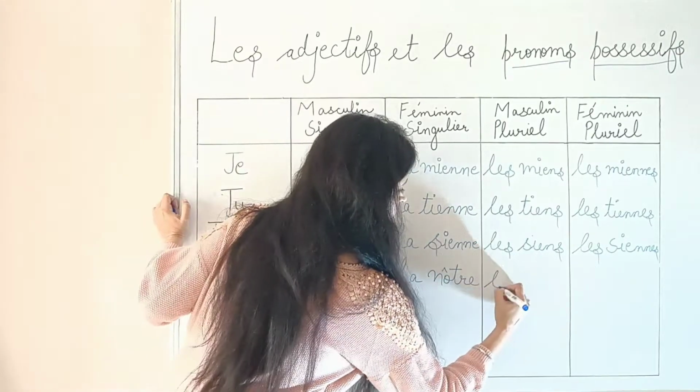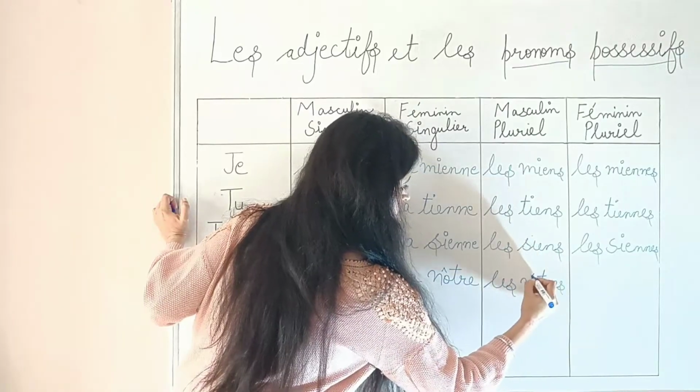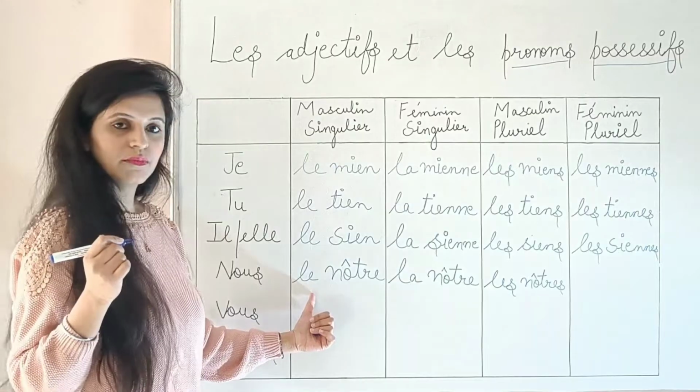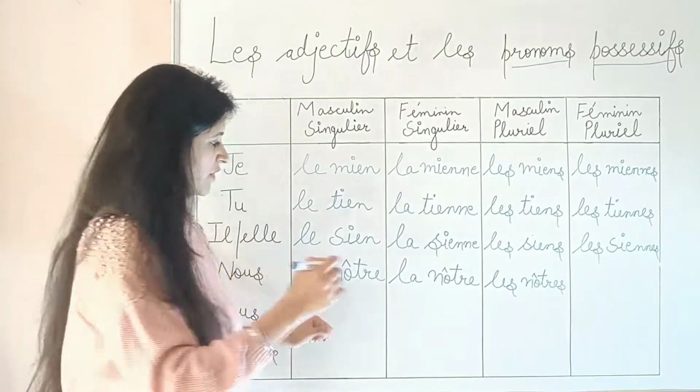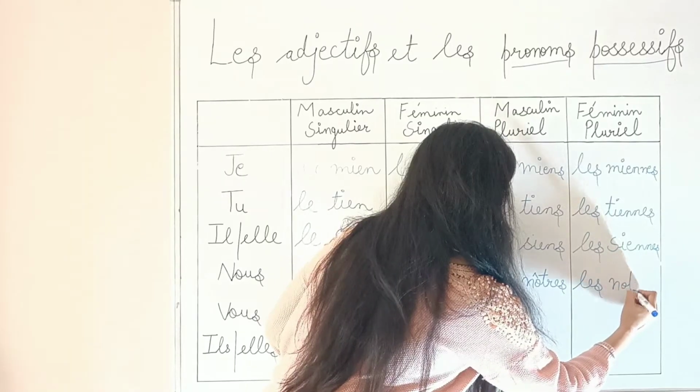Okay, so let's continue. Le, la, plural will be les, and nôtre with an s. So this is something that I have made from here. Okay, masculin pluriel. And when we make féminin pluriel, les nôtres.